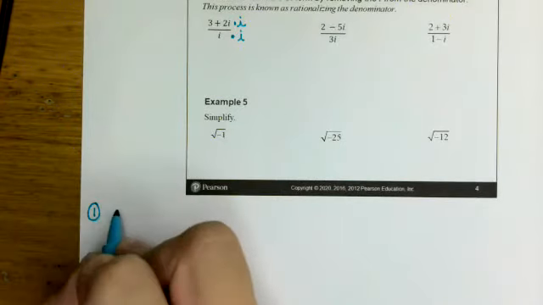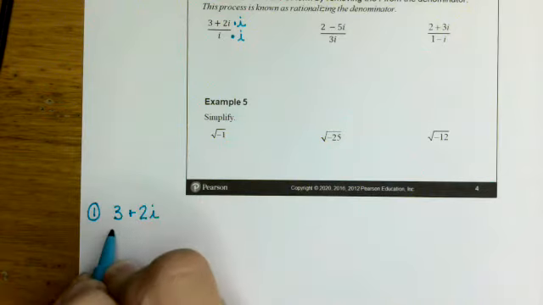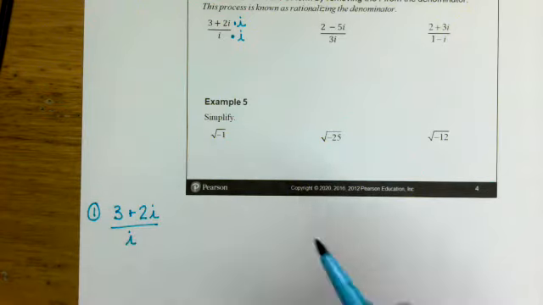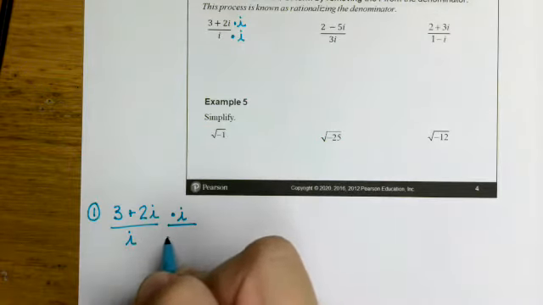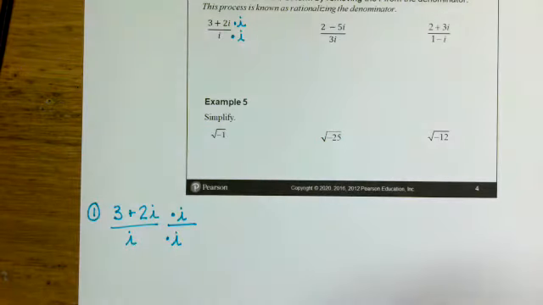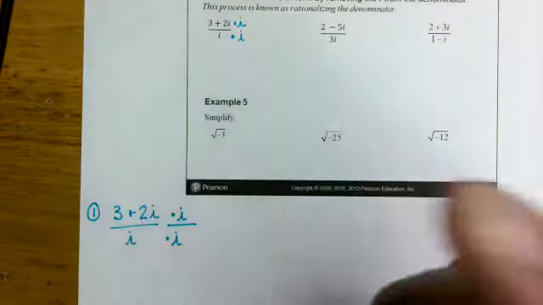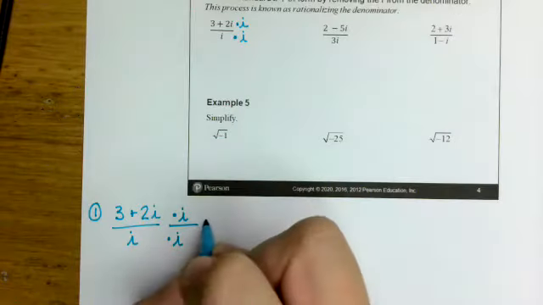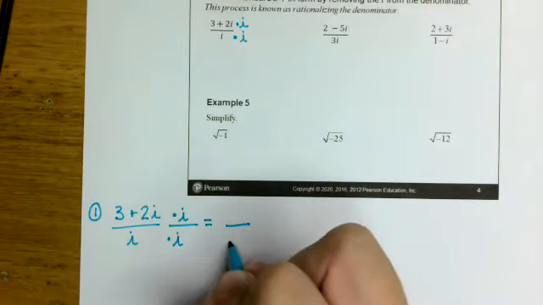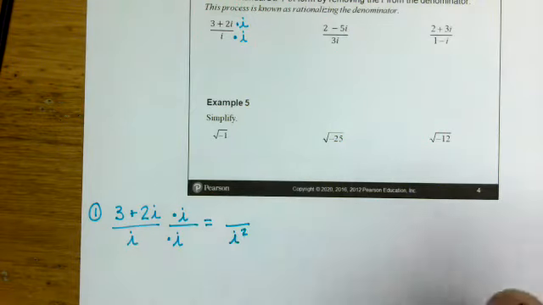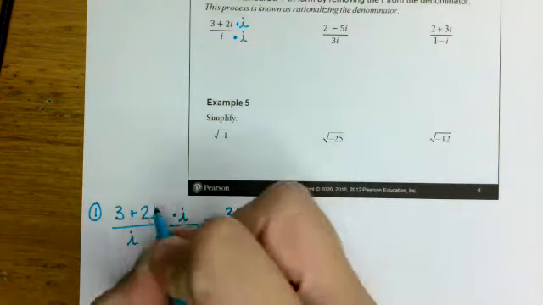Number 1, 3 plus 2i over i. And I'm multiplying by i in the numerator, multiplying by i in the denominator. Because I want this gone, and anything I do to the numerator, I have to do to the denominator. i times i is i squared. 3 times i is 3i, so I'm distributing this through.